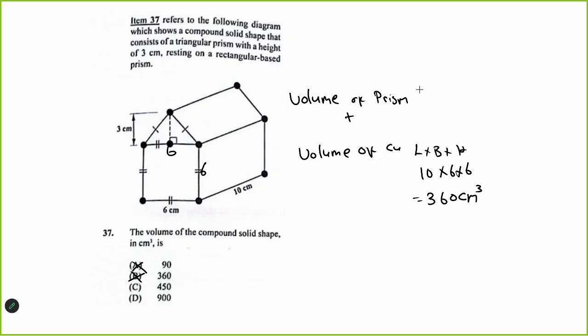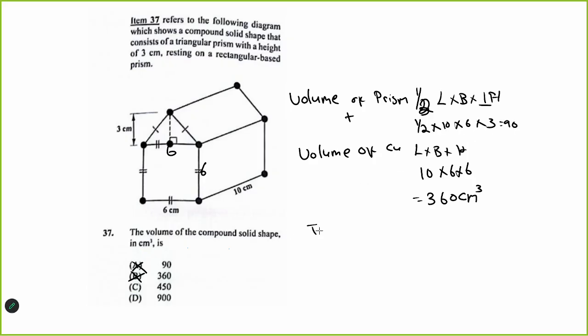Volume of prism, I believe, is a third of length times breadth times your perpendicular height. So my bad, it is not a third, it is a half. Alright. Times my length, which is 10, times my breadth, which is 6, times my perpendicular height, which is 3. 6 3s are 18, that's 180. A half of 180 is 90.